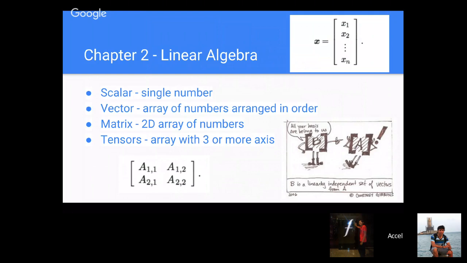So the basic building blocks of linear algebra, which is essential to deep learning, are just understanding the vocabulary. What is a scalar? What is a vector? What is a matrix? What are tensors? I didn't know what a tensor was when I started learning about this stuff, so it was really good once I was able to find that out. So it's pretty straightforward once you break it down. A scalar is just a single number. A vector is an array of numbers arranged in order. A matrix is a 2D array of numbers, and tensors are an array with 3 or more matrices.